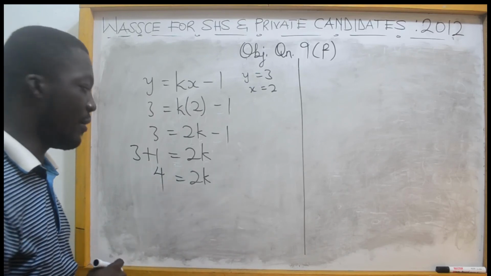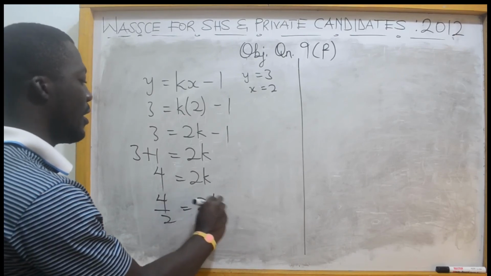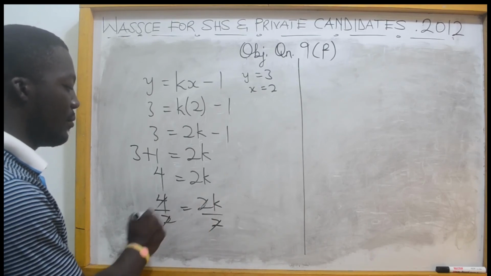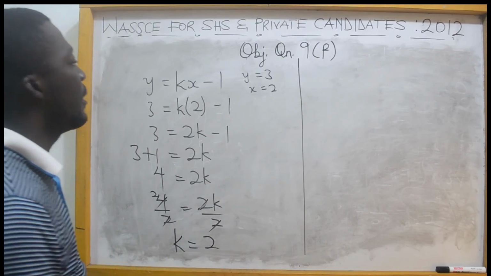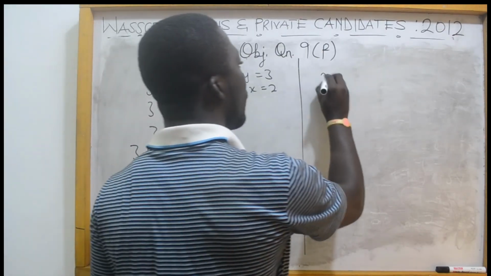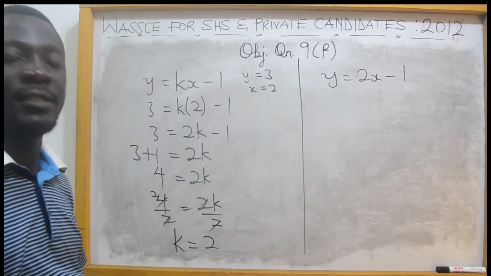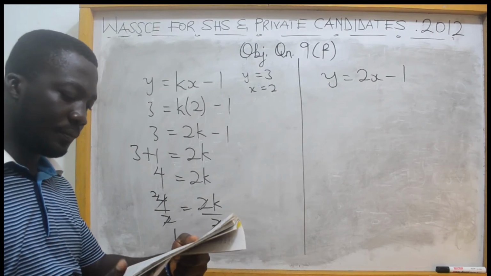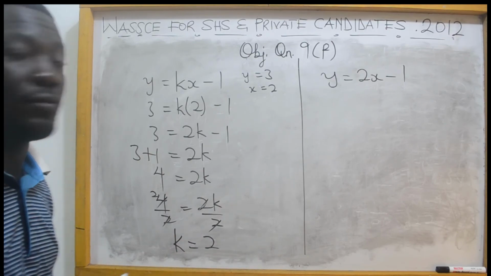To get the value of k, we divide both sides of the equation by 2. So 4 divided by 2 is equal to 2k divided by 2. 2 will cancel itself. 2 goes into 4, 2. So the value of k is 2. Now the equation, y is equal to kx minus 1, becomes y is equal to 2x minus 1. We have now substituted the value of k. And the question continues. Find the value of y when x is equal to negative 2.